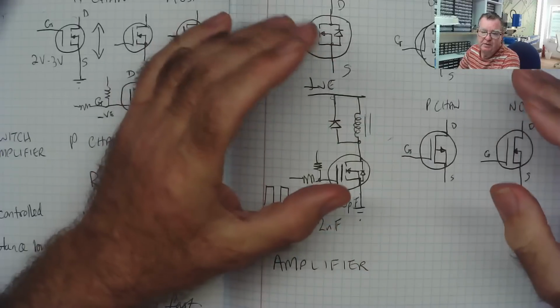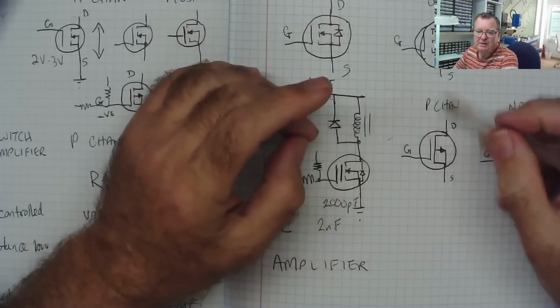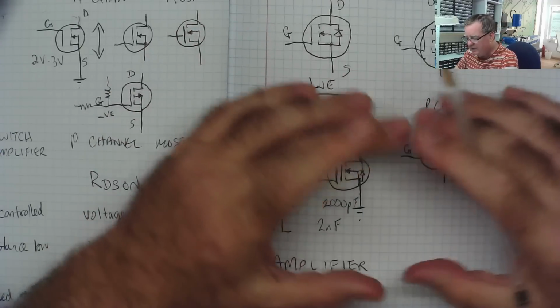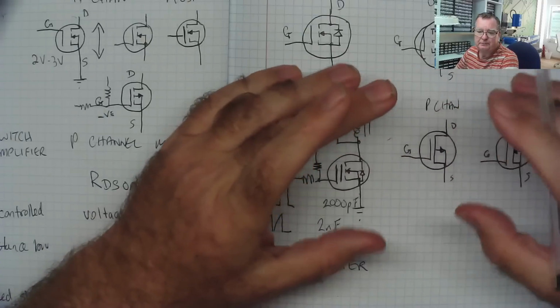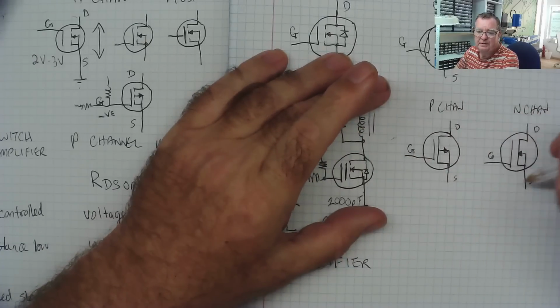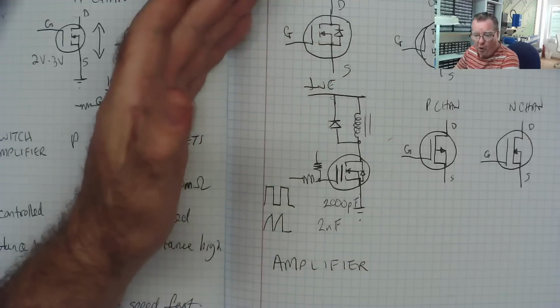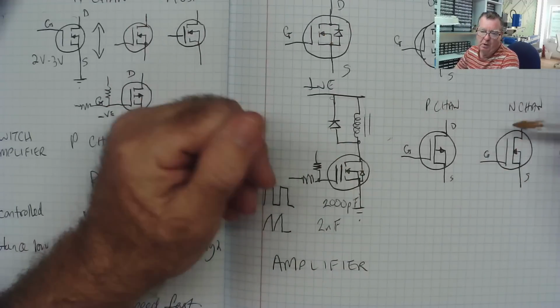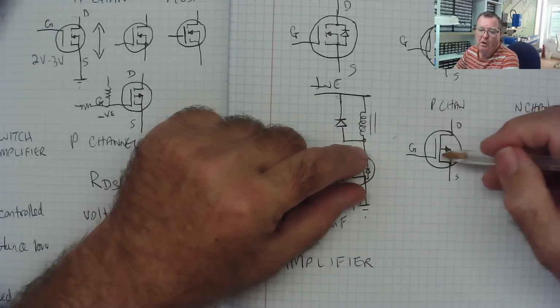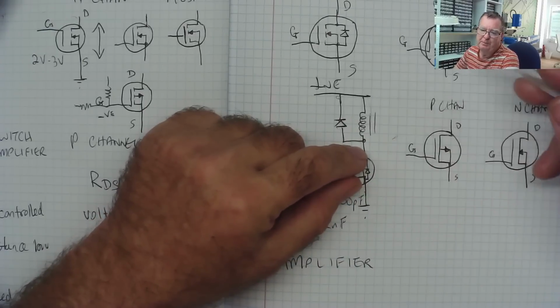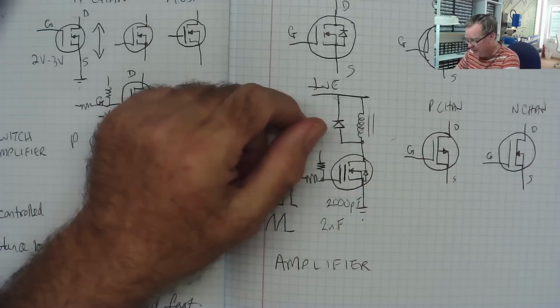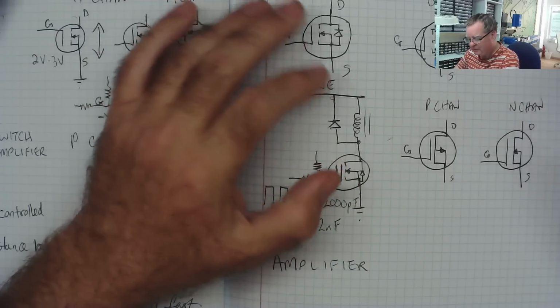And that's what we've just been looking at. With a depletion type, it's the opposite way around. So with no voltage on the gate, the MOSFET is switched on. It reads effectively 0 ohms. And to switch it off, you put a voltage on the gate, either positive or negative, N channel and P channel. So that is the difference.